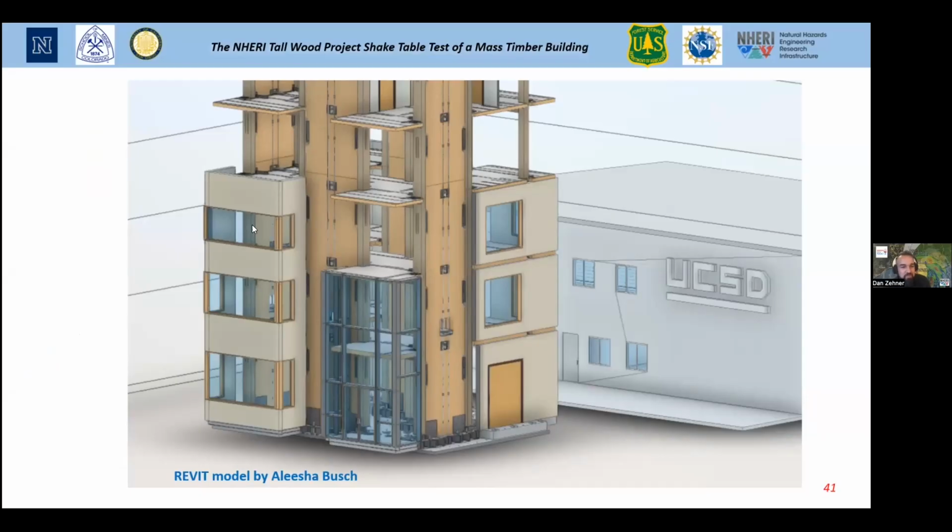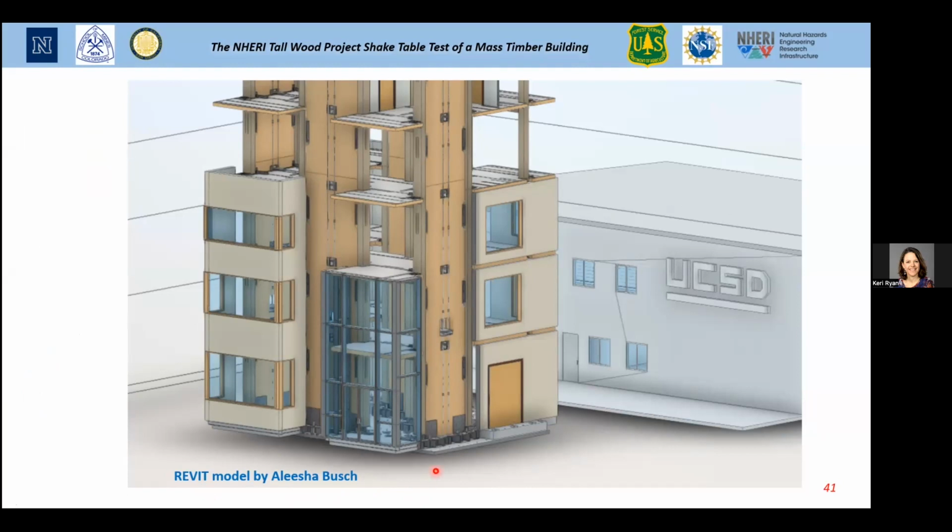Right. I'd like to describe our exterior wall subassemblies. So go ahead and share again. This is a Revit model of the bottom stories of the building. The Revit model was done by another student from Colorado School of Mines, Alicia Bush, who works for Shiling Pei, who's the PI of the project.